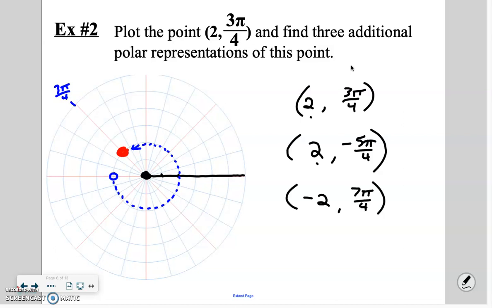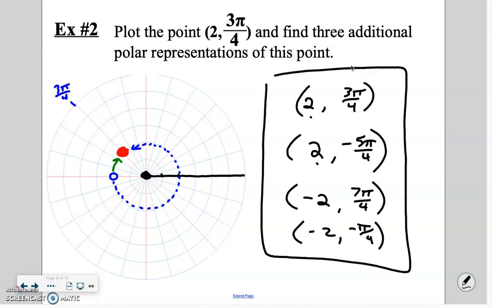7 pi over 4? That's how much of a rotation we're doing? Okay. Now what if we went the shorter, faster way? Yeah, then we still went -2 to get there, and then -pi over 4. These would be all 4 representations of the same consistent point. Guys, how do we feel about doing that? Are we seeing it?